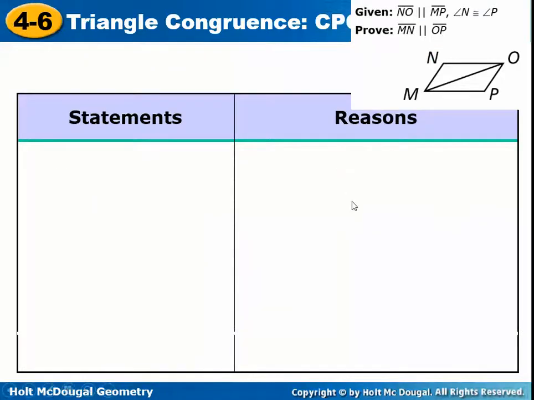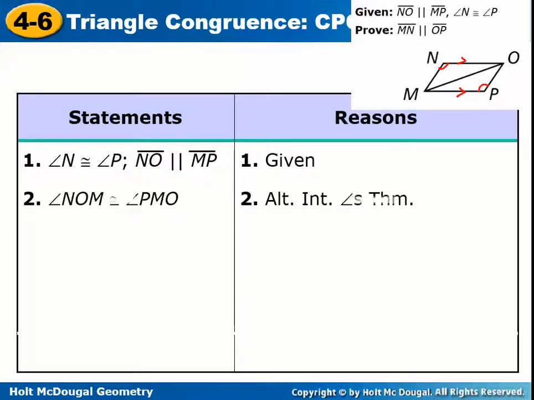All right, so let's see how to do this. Several steps for this one. First of all, we're going to put our givens down, of course, as we always do. The given is that NO is parallel to MP, and also that angle N is congruent to angle P. Next, because these are parallel lines cut by a transversal, I know that angle NOM is congruent to this angle because they're alternate interior angles.